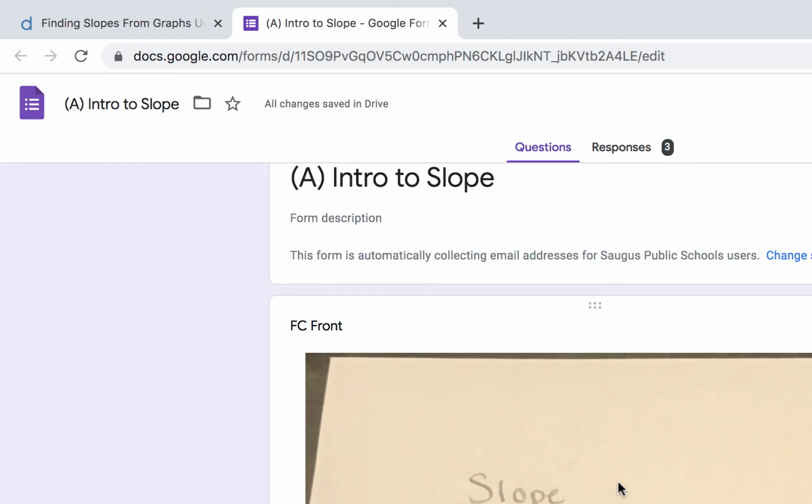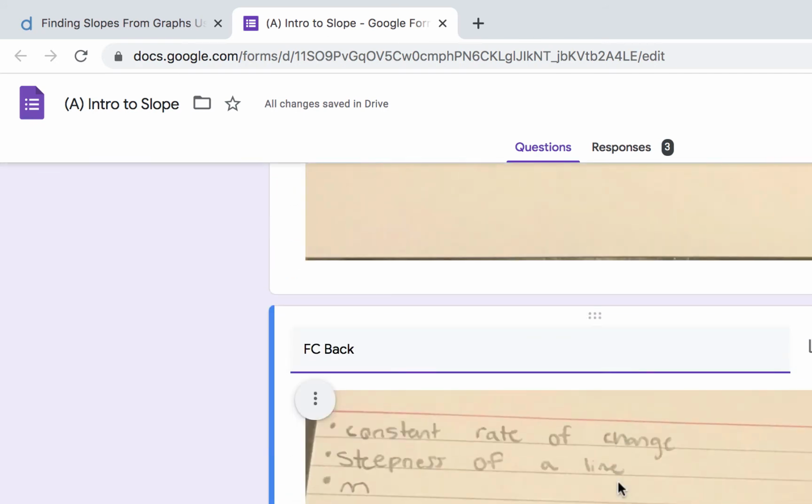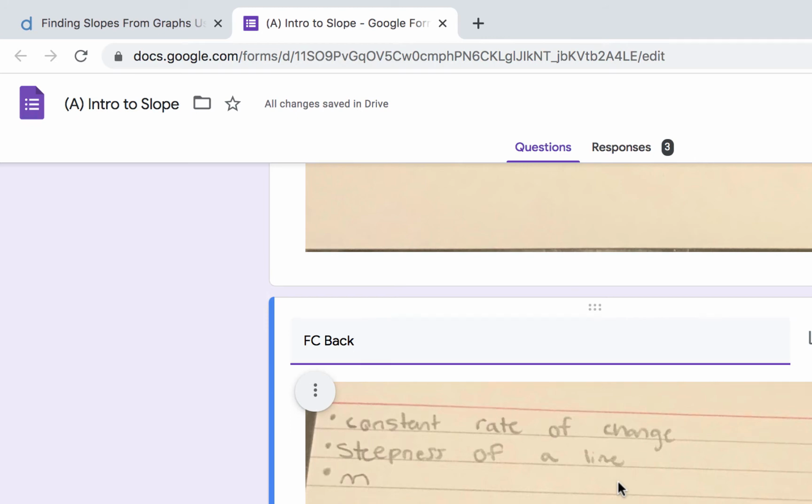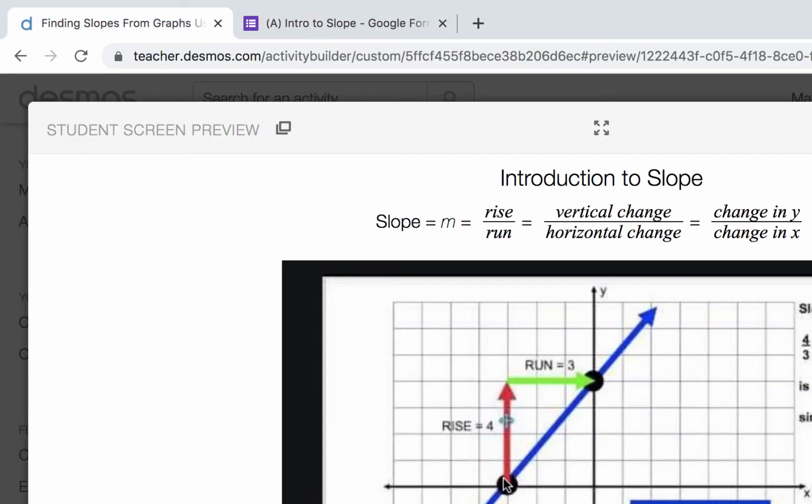This is a homework assignment. You have slope, and then you have the definitions for slope on the other side. It's a great idea to practice this 5 minutes a day until you feel really confident about the various definitions. There's a lot of synonyms for slope. You can see it with numbers now.